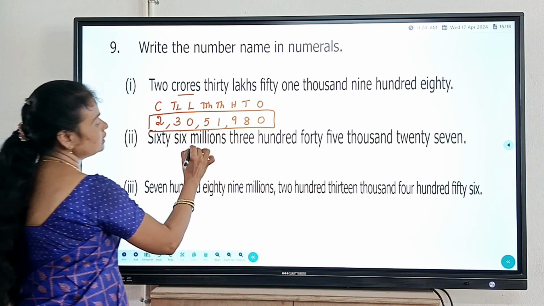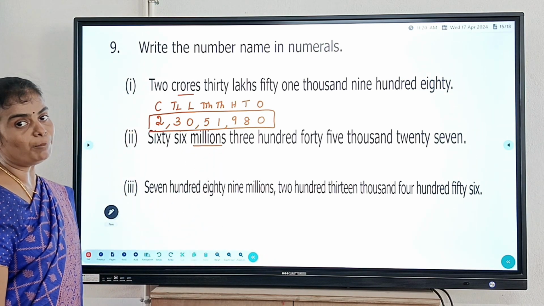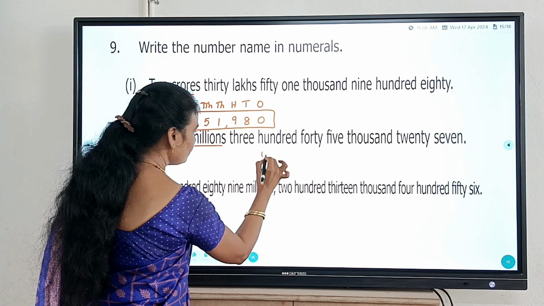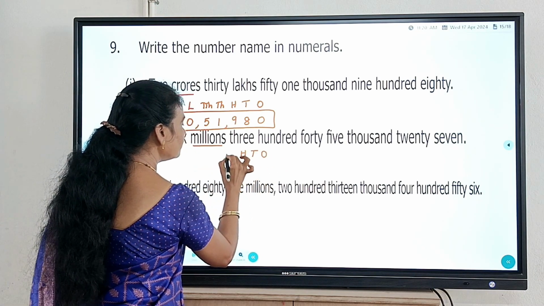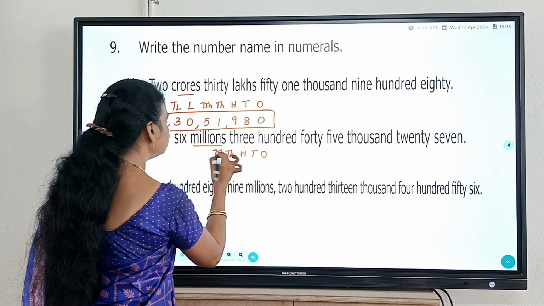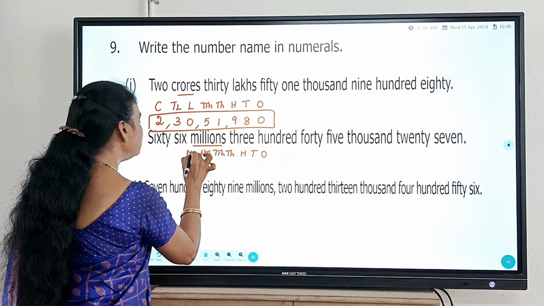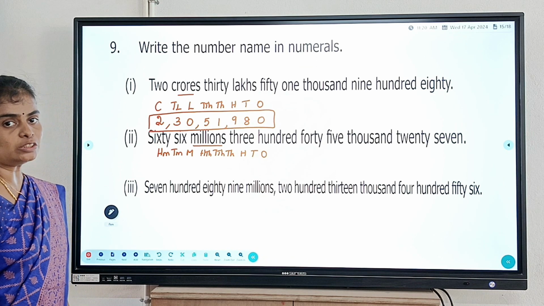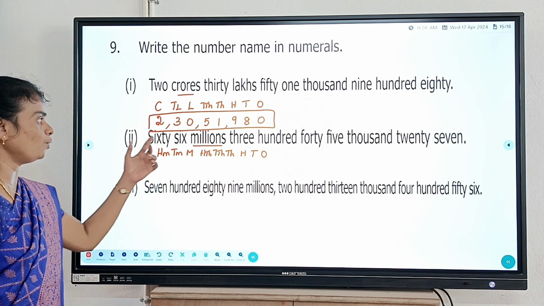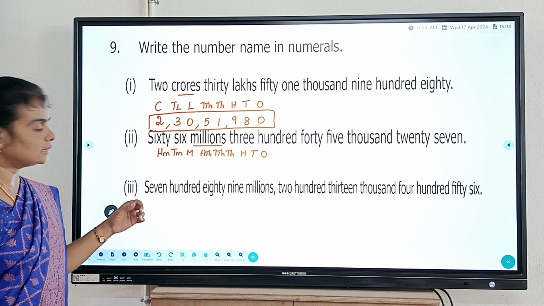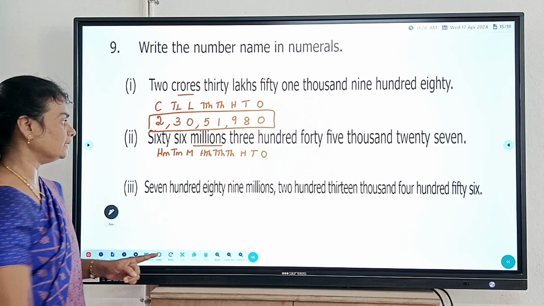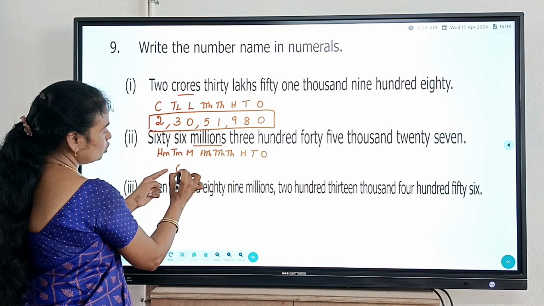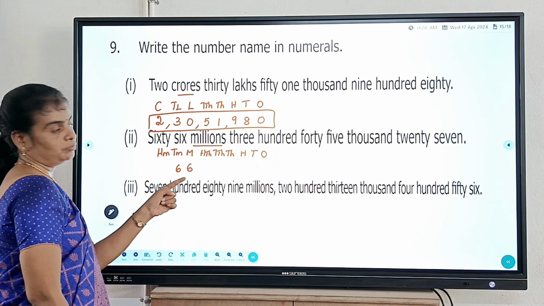And can you identify what system this is given in? It is the international system because you can see the word million. So as per the international system, how will you write the place values? Ones, tens, hundreds, thousands, 10,000s, 100,000s, millions, 10 millions, 100 millions. So we have written the place values in the international system. Now we can write the numbers as per the international system. 66 millions is given. So you will write 6 and 6 here. Clear?